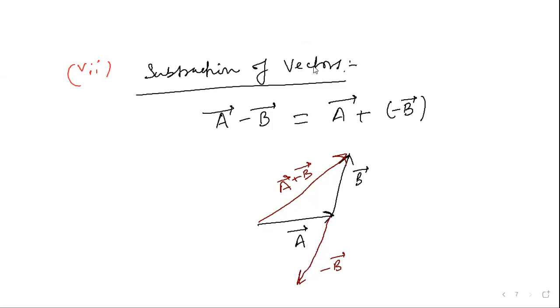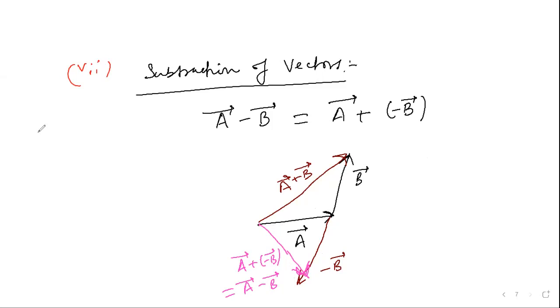So from the triangle of vector addition, from the tail of A to the tip of minus B is A plus minus B, which is the same as A minus B. Got it? So if I have A, this was B, this is A plus B. To get A minus B, I first find minus B. Then I add minus B to A using the triangle law. That is A plus minus B, A minus B. This is how we subtract vectors.